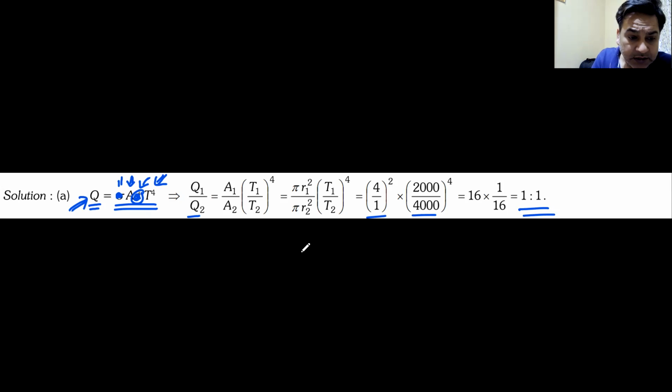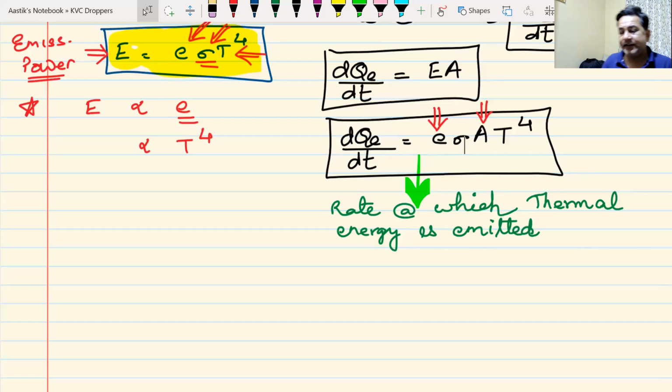Okay. Now, since we have understood this, let us move on to the next thing that you must understand here. What I'll do is take you back to the notes and try to make some sense of it. Now, we were here. We were seeing the rate at which thermal energy is emitted by a body. It is equal to sigma A into E into T raised to the power 4.